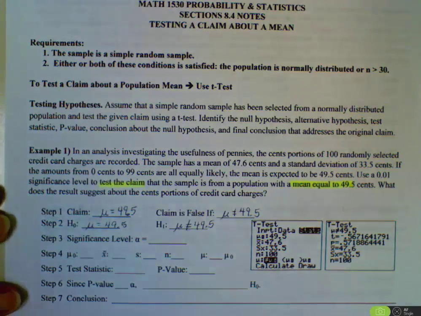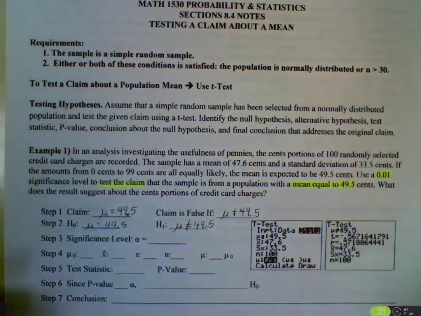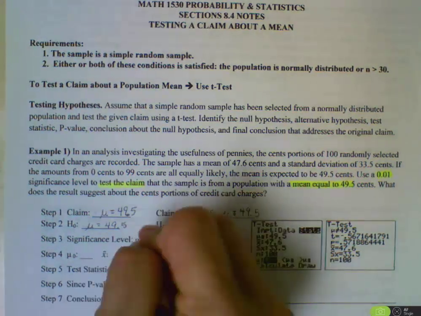We had to be given a significance level, and we were. Use a 0.01 significance level.